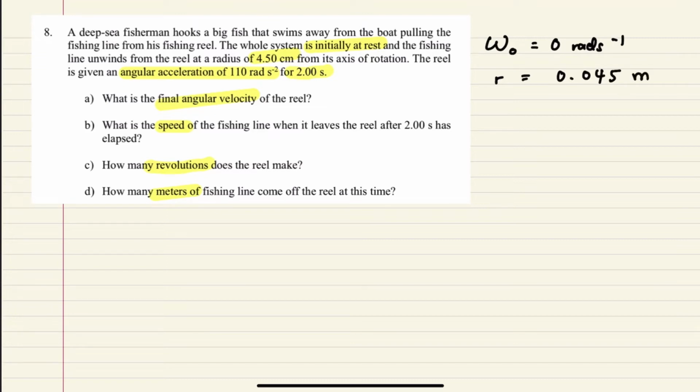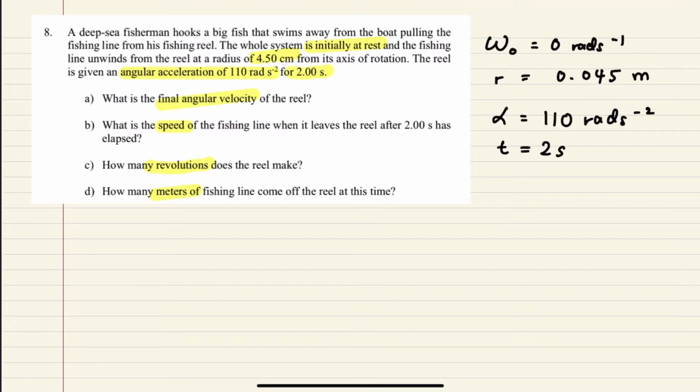meter. And then the reel is given an angular acceleration. If you're not sure what the symbol for angular acceleration is, you can always double check with the unit. Radian per second squared is obviously alpha. So alpha is 110 radian per second squared for 2 seconds. It doesn't state that it is for one complete cycle, so that one is basically just a small t.